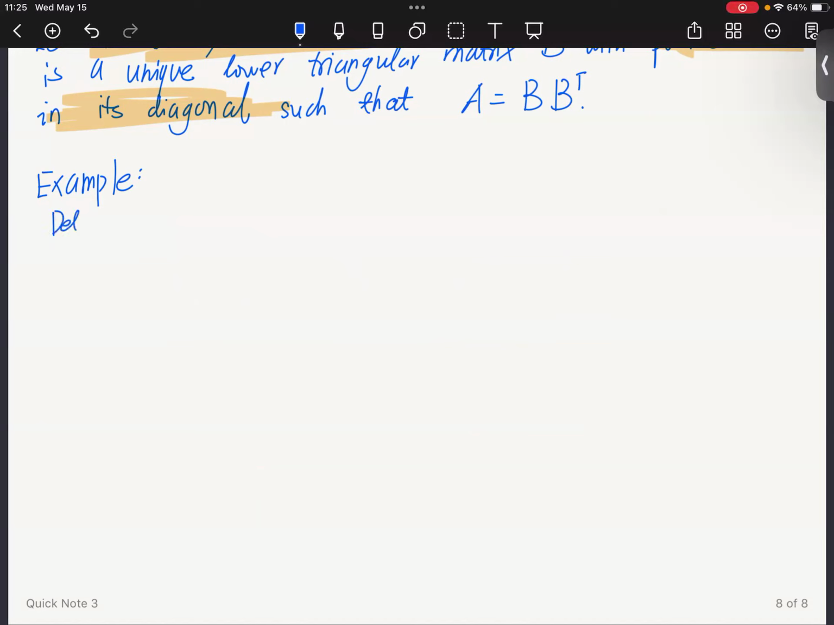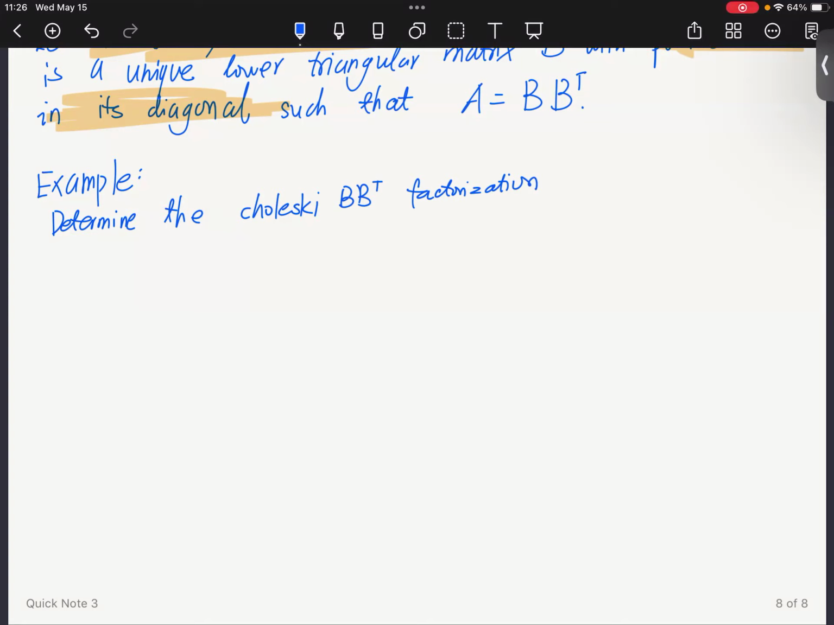Factorize, determined the Cholesky, B transpose factorization. In fact, if you have a matrix A and you want to apply the Cholesky factorization to this matrix, you might need to check if it is a positive definite matrix first, right?